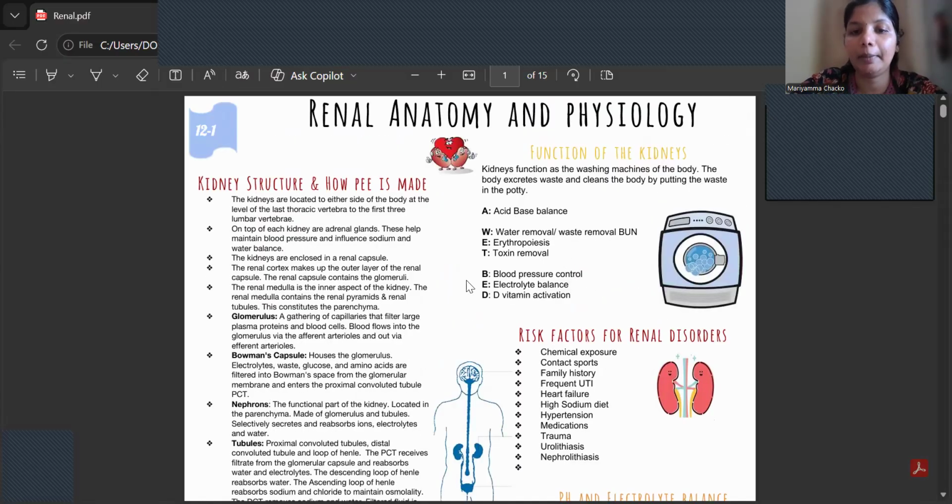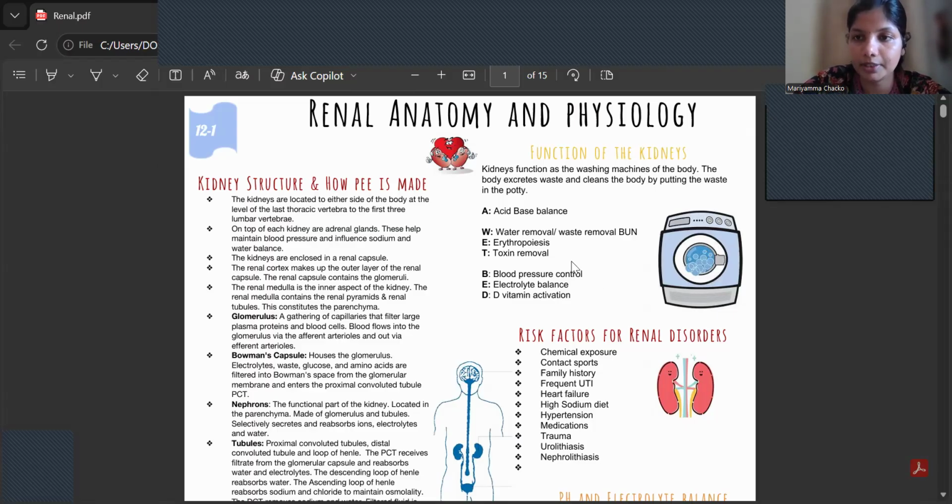So we need to study about the functions of kidneys. First, we learn about the structure, then the shape. Actually, our kidneys are acting as a washing machine. The purpose of a washing machine is to eliminate waste and clean the clothes, isn't it? It's the same in our body: the kidneys are eliminating the waste products and cleaning our body.